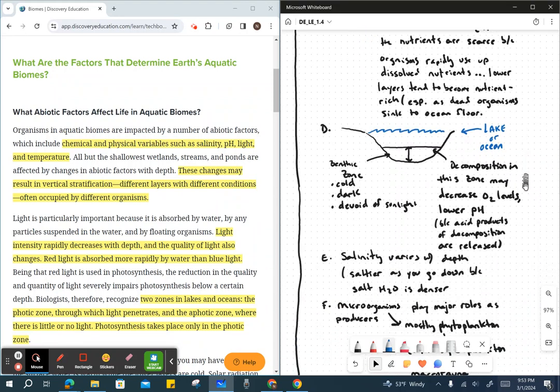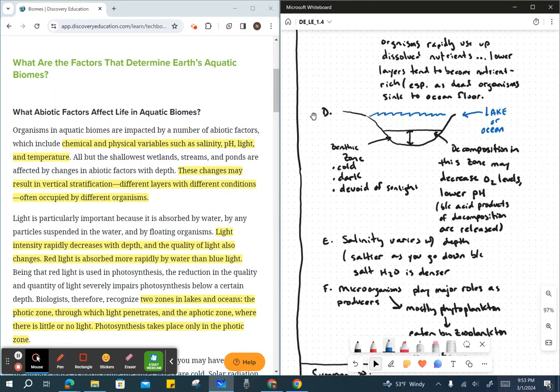So here we have this picture, a lake, perhaps, or an ocean. This is letter D. What we're trying to highlight here is that as you go deeper towards the bottom, there's a special term for this area. We call it the benthic zone. It's cold, it's dark, it doesn't have much sunlight. Decomposition in this zone may decrease oxygen levels because bacteria need to use oxygen as they decompose organisms. That in turn causes a lower pH because acid products of decomposition are released. So it tends to be a little more acidic down there. Interesting, huh?